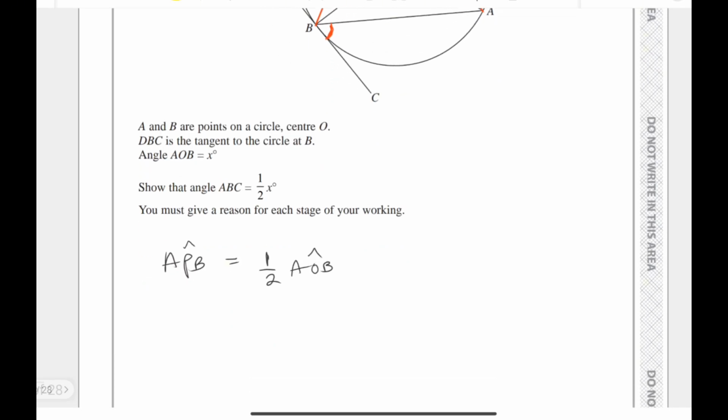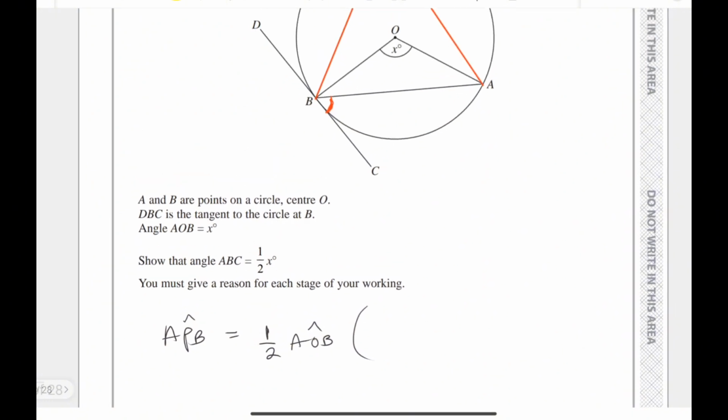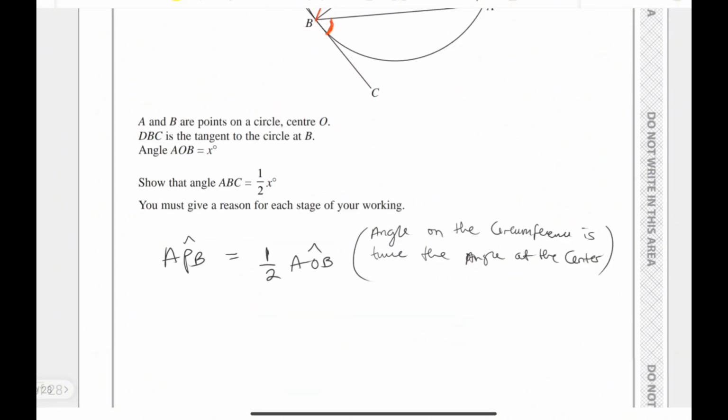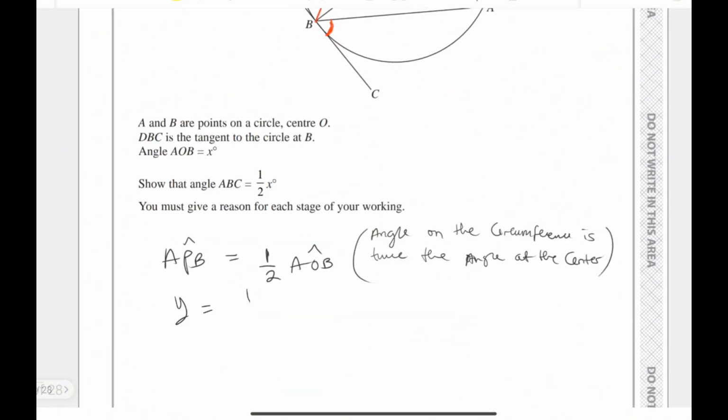This is the rule of circle theorem, and the reason for that is the angle on the circumference is twice the angle at the center. So that's the rule for that. So what does that mean? It means y is equal to half x, right?